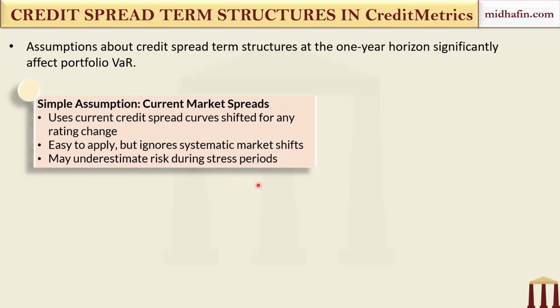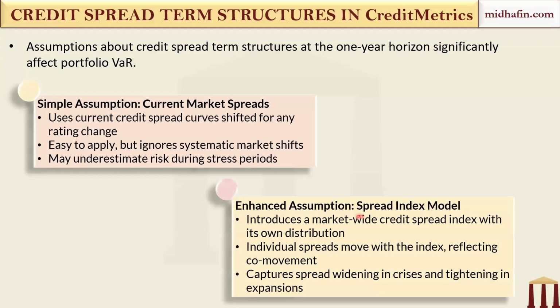To improve on that, CreditMetrics introduced an enhanced assumption, the spread index model. Here, instead of treating each rating in isolation, we introduce a market-wide credit spread index that follows its own probability distribution. Each individual spread is assumed to co-move with the index, which means that when the market spread index widens or tightens, the spreads for all ratings move in a correlated way.